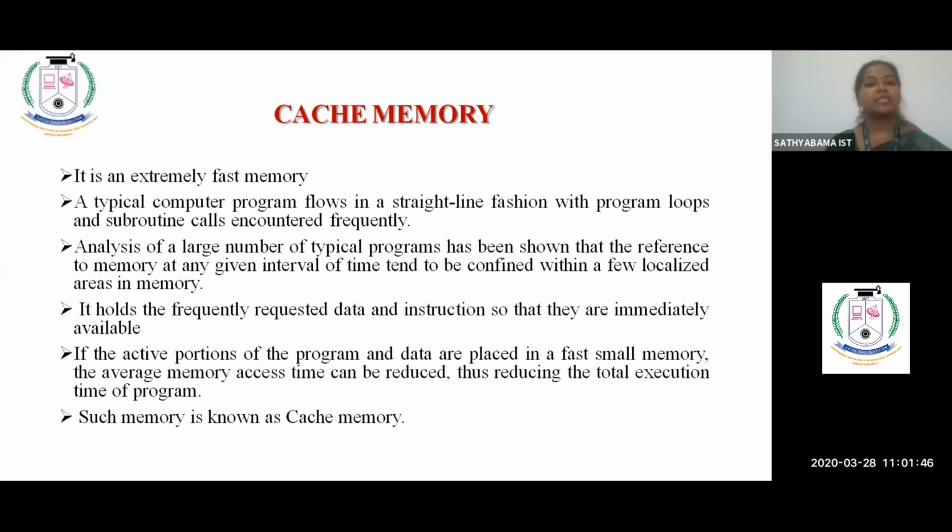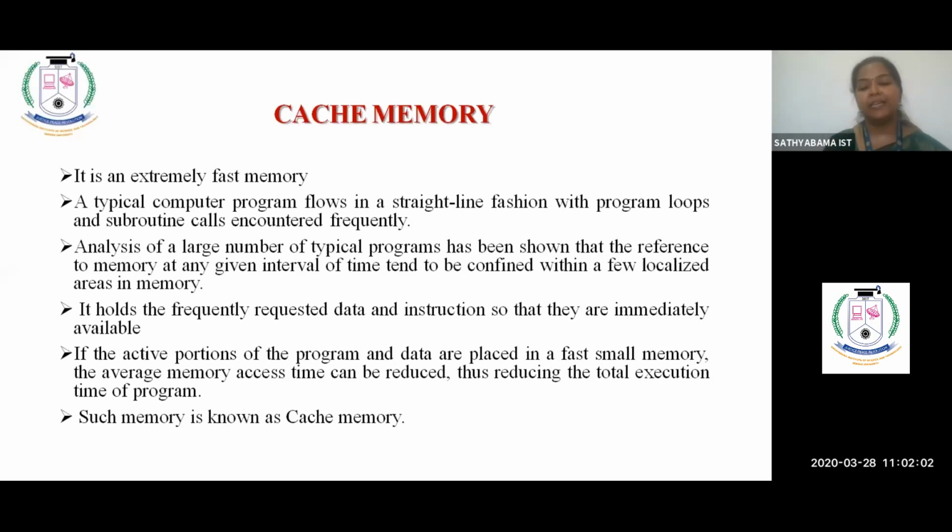When you look into this cache memory, it is classified into three types: level 1, level 2, and level 3 cache. Normally, for example, in our personal computers, what we use is two types of cache memory among these.